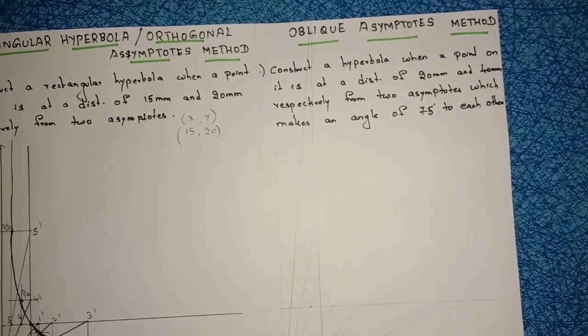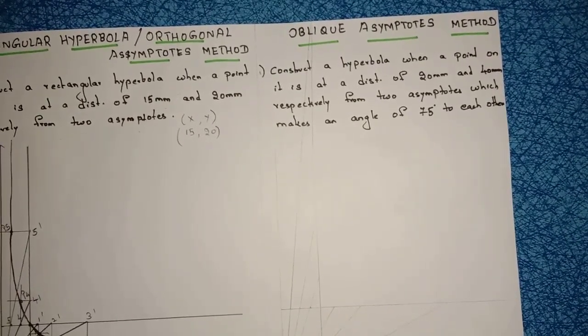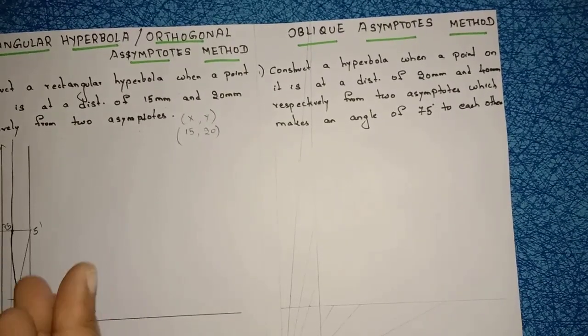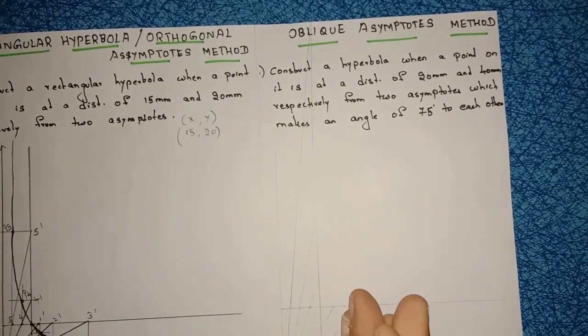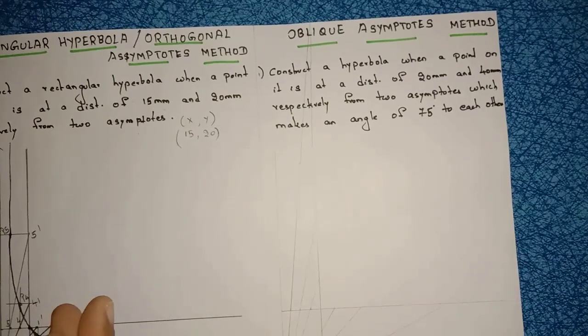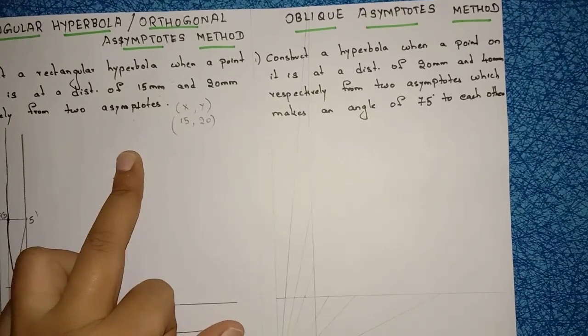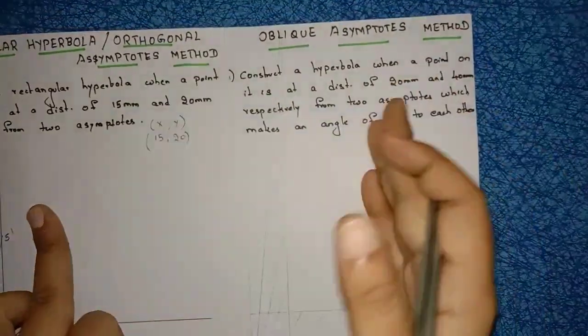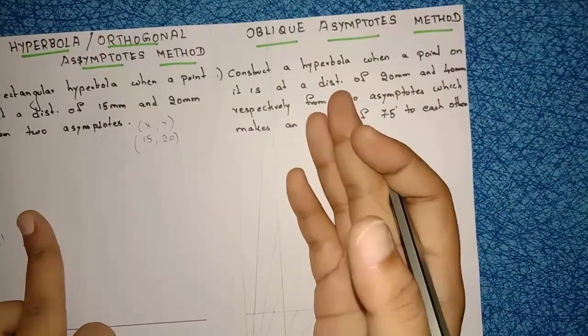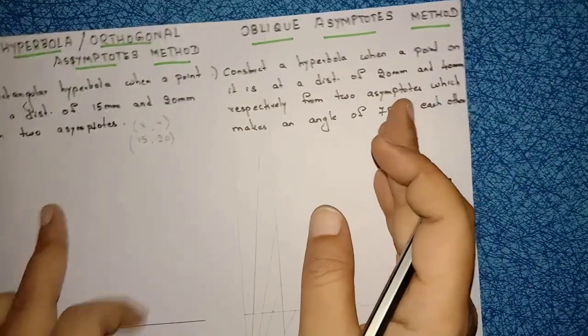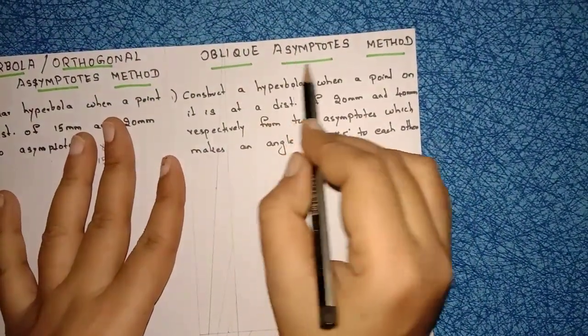In ellipse and in parabola, right, in a similar manner, hyperbola also. Actually, this is rectangular hyperbola and this is oblique asymptotes method. This is orthogonal asymptotes method. This is oblique asymptotes method. Orthogonal asymptotes method means 90 degrees. Oblique asymptotes method means in the question they will mention the angle, like the parallelogram method. Right? So this is oblique asymptotes method.